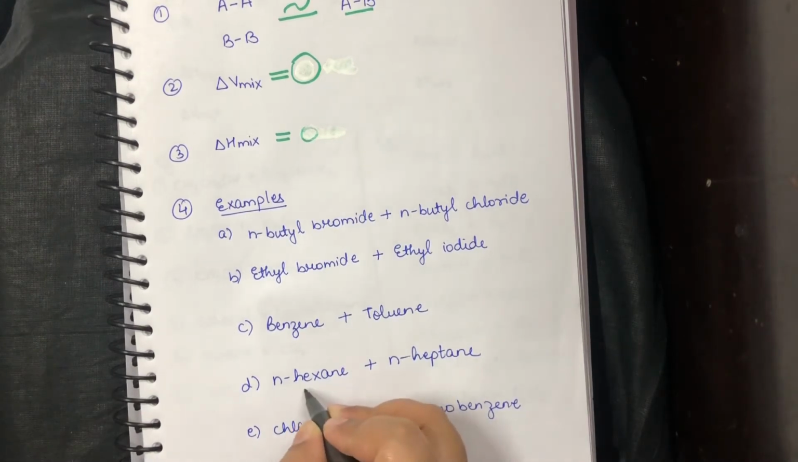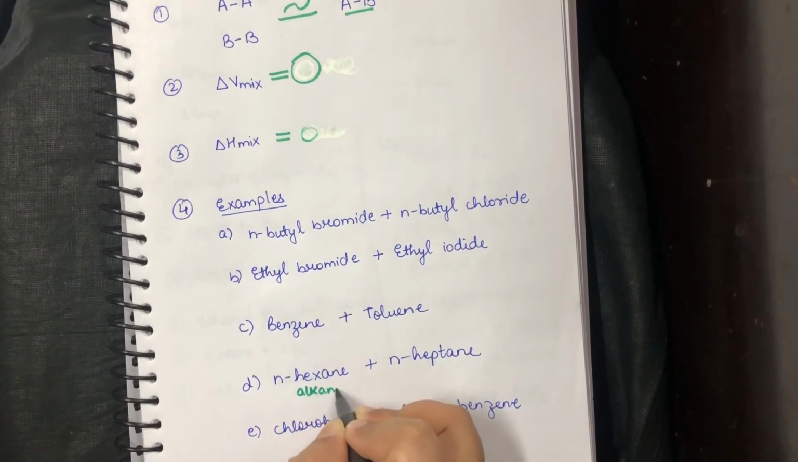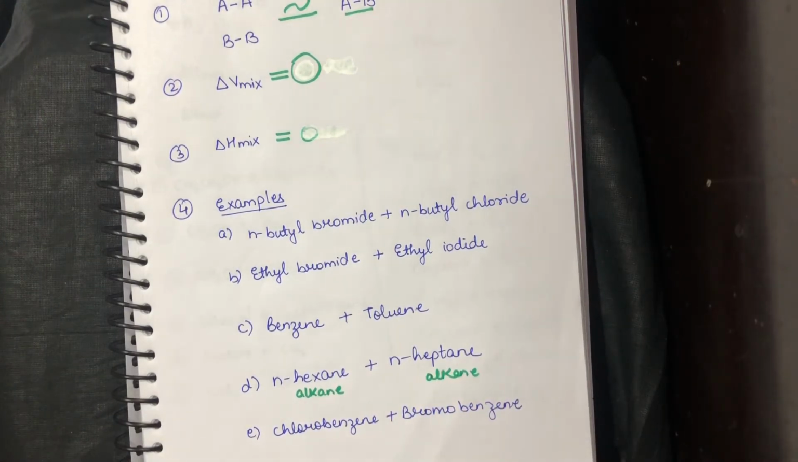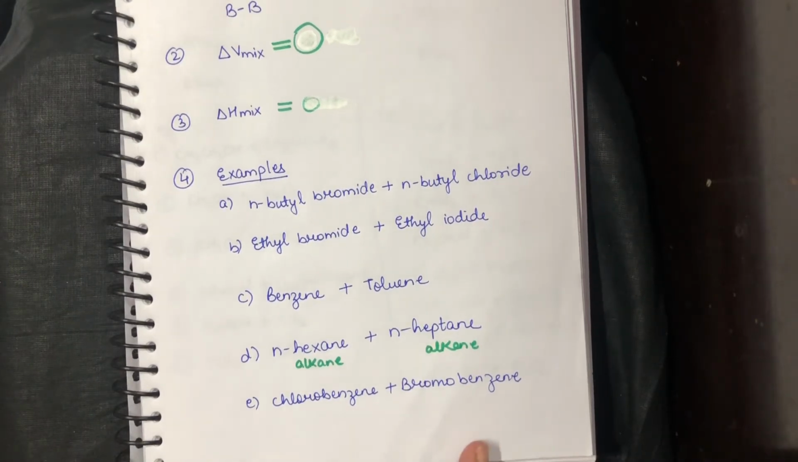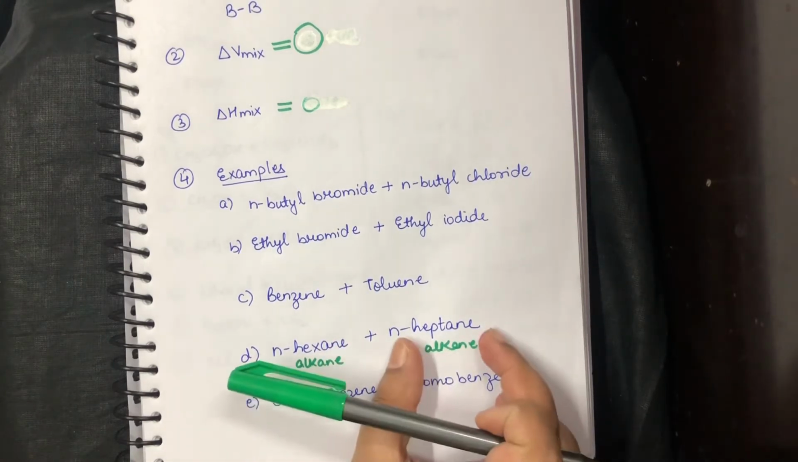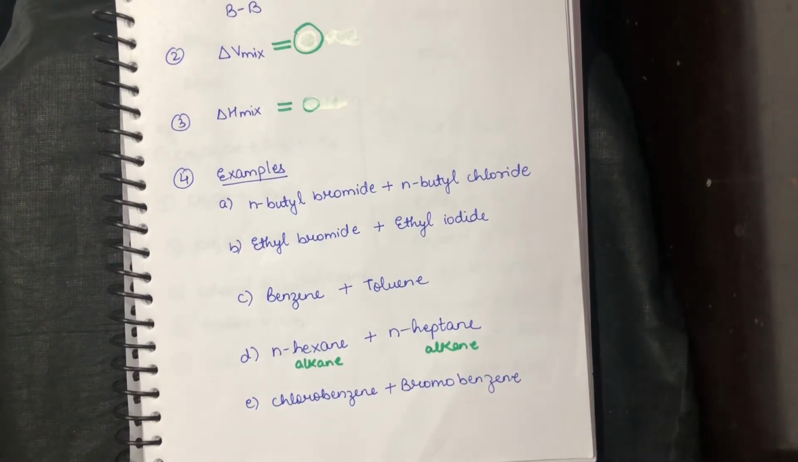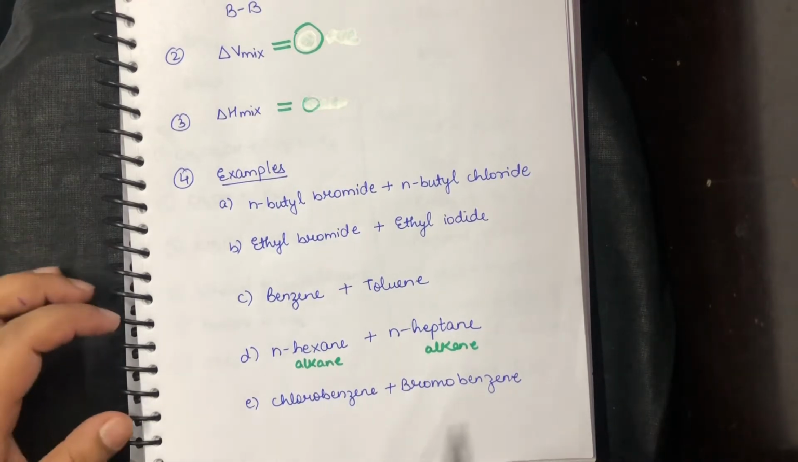If I'm talking about N-hexane, we know this is an alkane. This is also an alkane. So now what will happen? Both the solute and the solvent particles have van der Waals forces of attraction, right? And when they mix together, again it is going to be an interaction between an alkane and an alkane, so again it is going to be van der Waals forces of attraction. So this fits perfectly into the example of ideal solutions, because we know that the interactions before mixing and after mixing are almost the same.